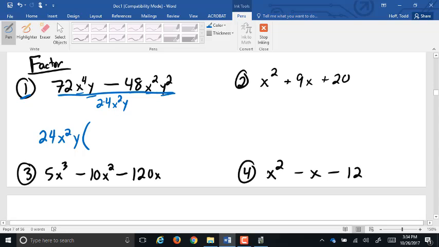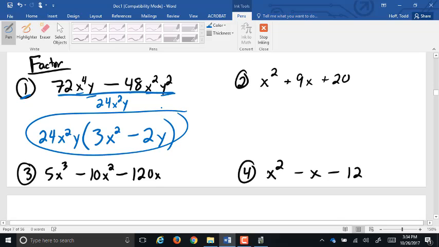So 72 divided by 24 is 3. X to the 4th divided by x squared is x squared, and then of course the y's divide out. Negative 48 divided by 24 is negative 2. X squared divided by x squared cancels out. And y squared divided by y is just y. So we've got 24 x squared y times 3x squared minus 2y.